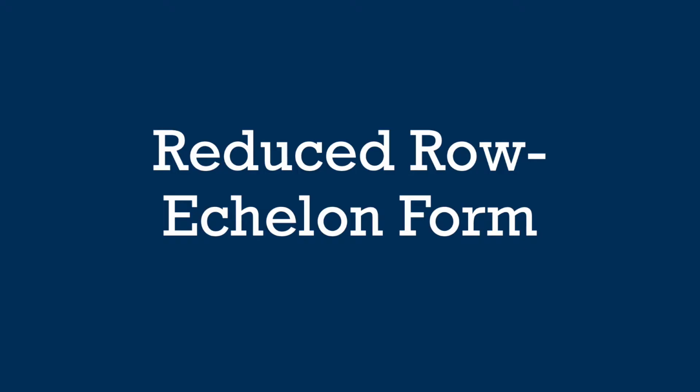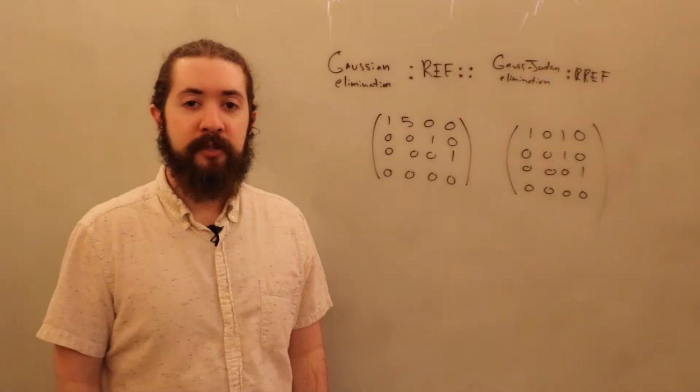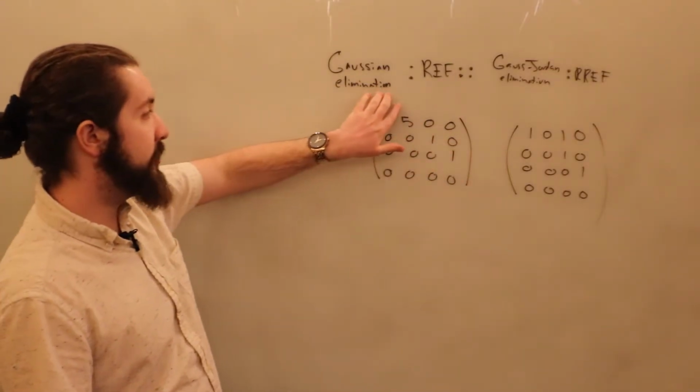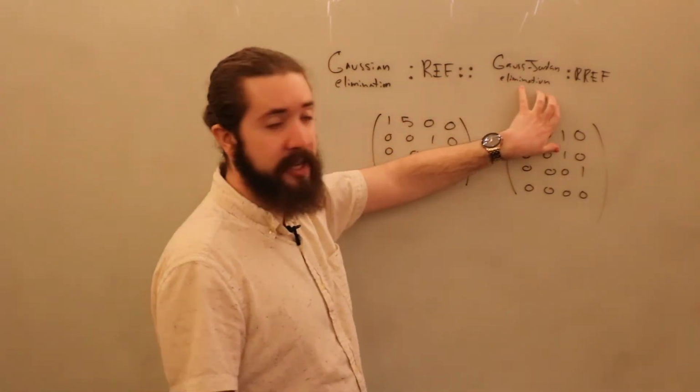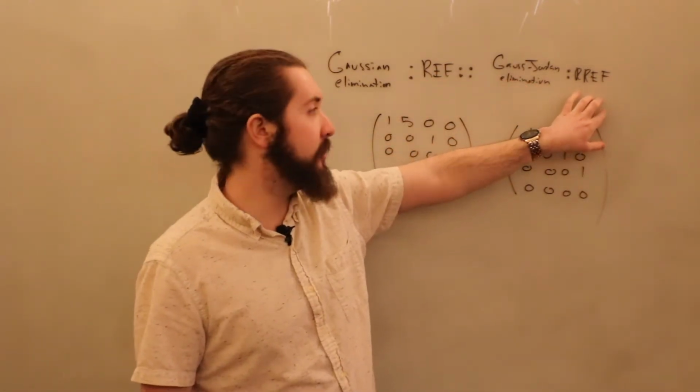In the last video, we talked about DC resistor networks as a cool little application of Gaussian elimination. This time, we're going to look at a slight modification to Gaussian elimination called Gauss-Jordan elimination. It is another way of solving systems of linear equations. So if you like analogies, Gaussian elimination is to row-echelon form what Gauss-Jordan elimination is to reduced row-echelon form.